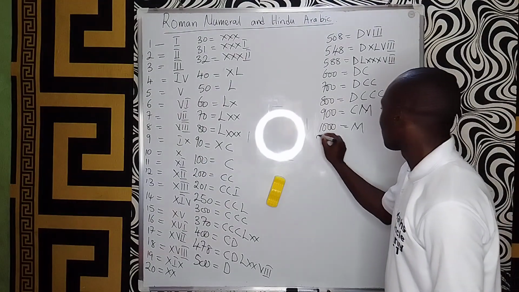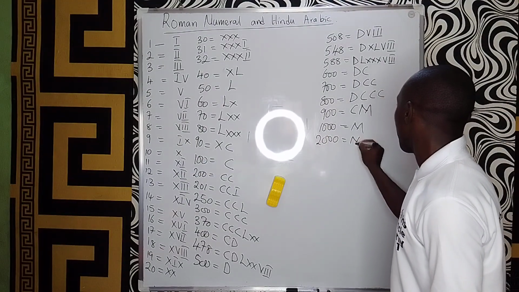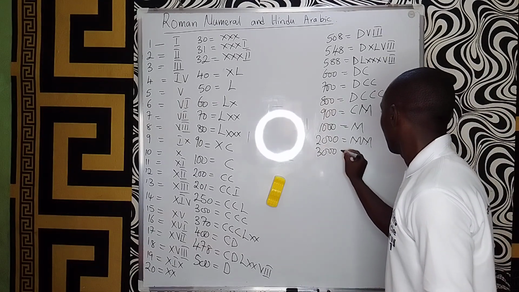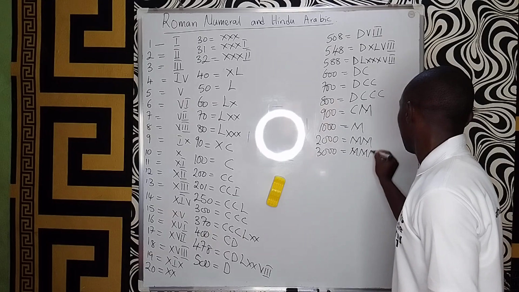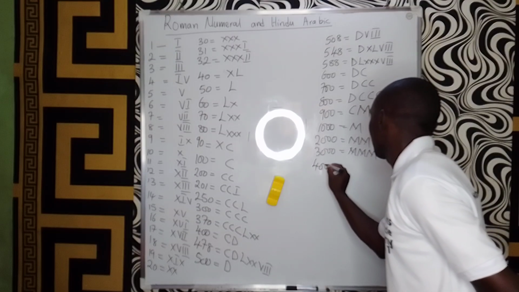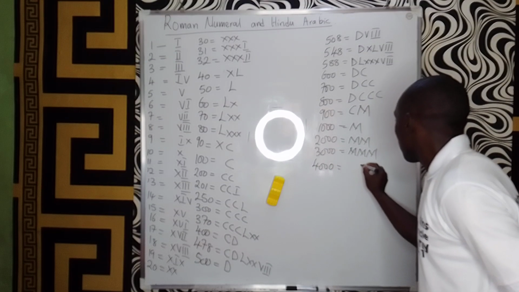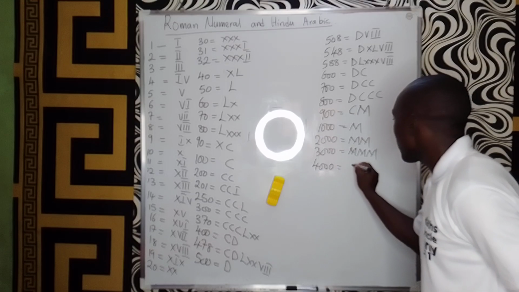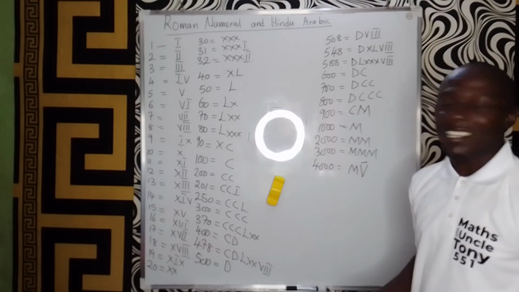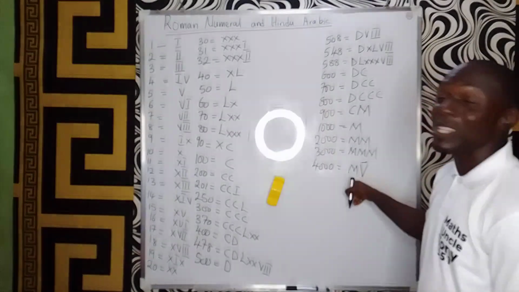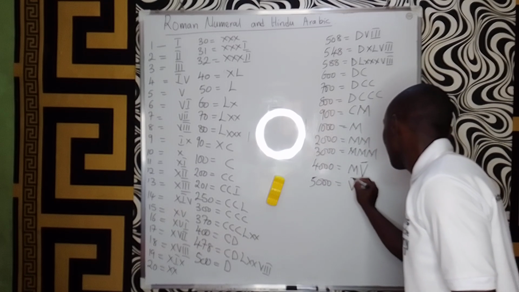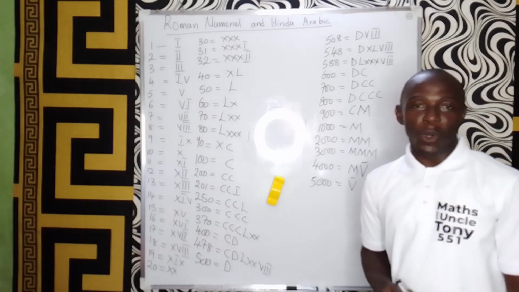So what about 2000? 2000 is MM. So what about 3000? MMM. What about 4000? Now 4000 is 5000 take away 1000. This is the sign for 5000. Take away 1000. If you observe, it's at my left hand side. I'm subtracting 1000 from 5000. So what is 5000? It is V with a small hyphen on top.